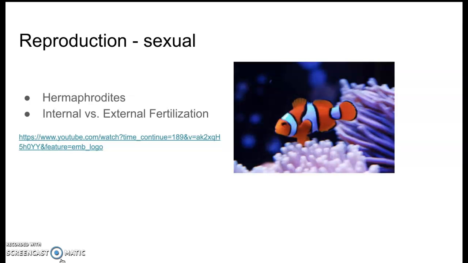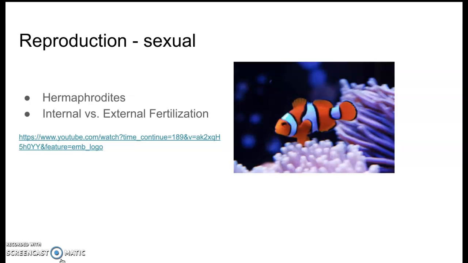So we have hermaphroditic animals. We have animals that have internal fertilization and external fertilization. I'm going to talk about hermaphroditic animals for a minute. So this clownfish here is hermaphroditic. Clownfish are, and what that means is, again, it's an adaptation.